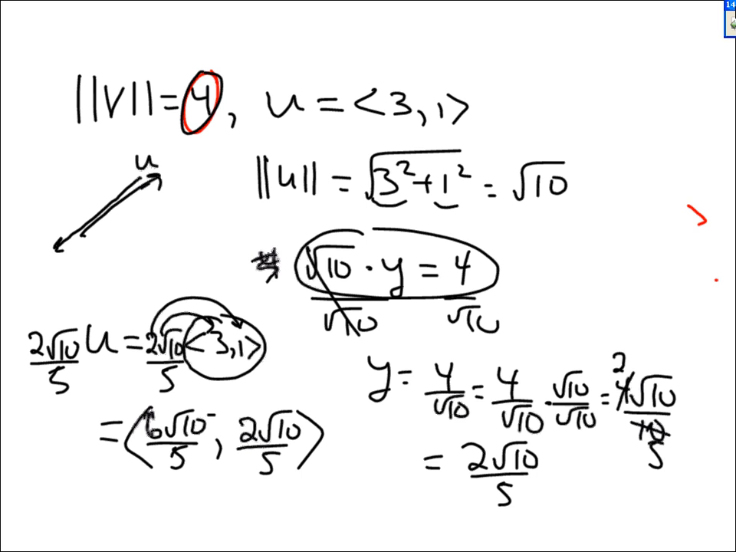I just figured out what I had to multiply the square root of 10 by, the length of u, to get the length of v, which is 4. So that's v. What do you multiply square root of 10 by to get 4? Divide by square root of 10 and you get your answer.